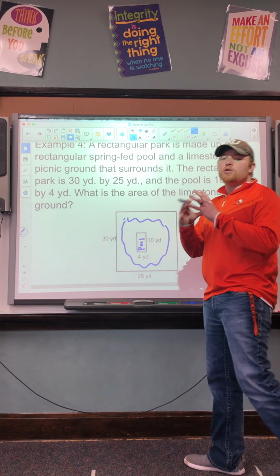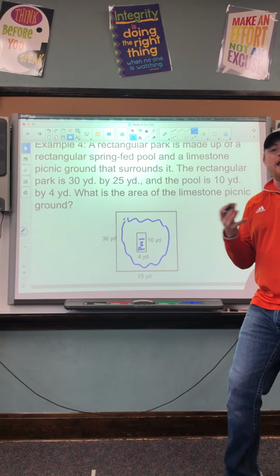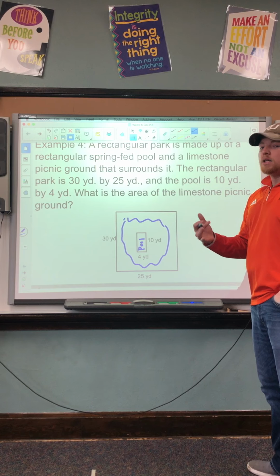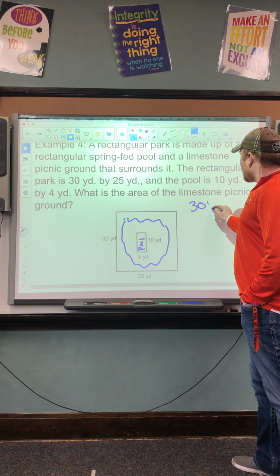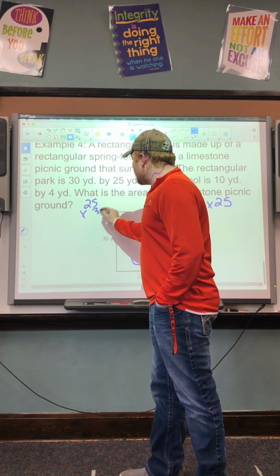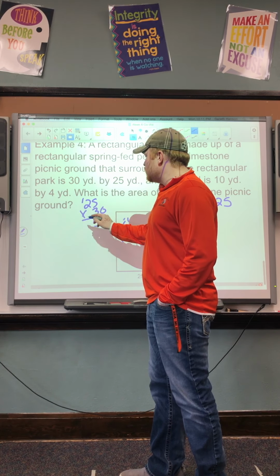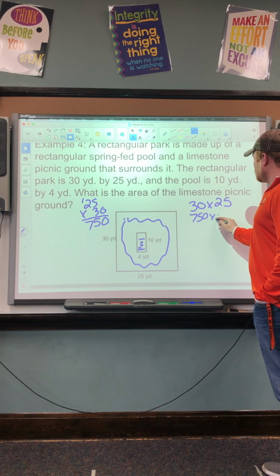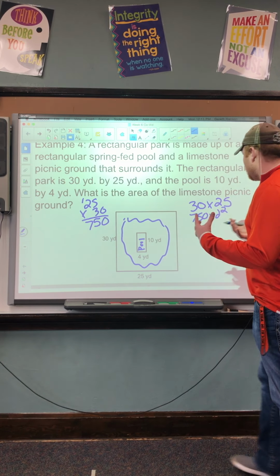Okay, so we first know the total amount of the park. It's 30 by 25. So let's find the area of that first. So to find the area of a rectangle, what do we do? We multiply length times width. So the length is the long part, so that's 30 times 25, which is the width. So let's go on the side here. 25 times 30, bring down the 0. 3 times 5 is 15. 3 times 2 is 6, plus 1 is 7. So we have 750 yards squared is the total park. The total park is 750 yards squared.